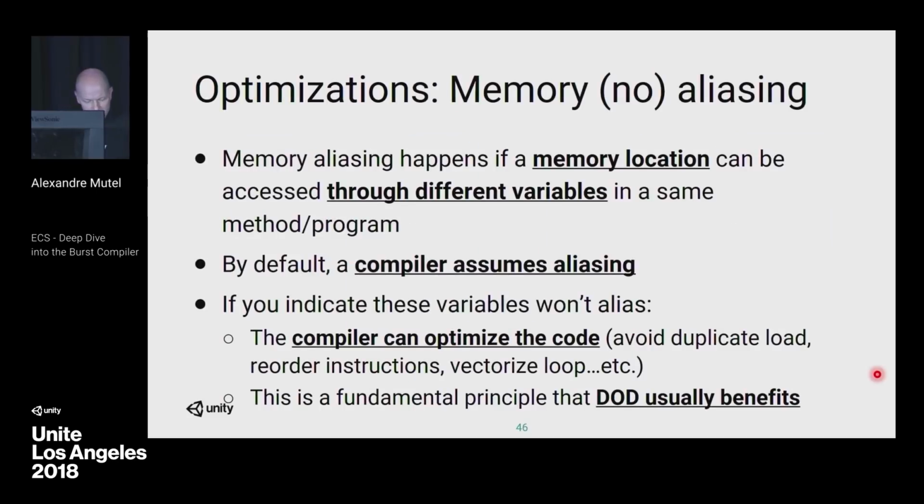So, optimization of memory, and I have only 3 minutes left, so it's going to be quick. The memory aliasing problem is when you have a memory location that is going to be accessed through different variables. And a compiler usually assumes that aliasing is happening in your code. So the compiler cannot optimize your code as it could.